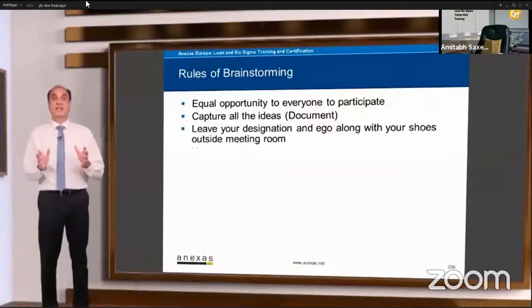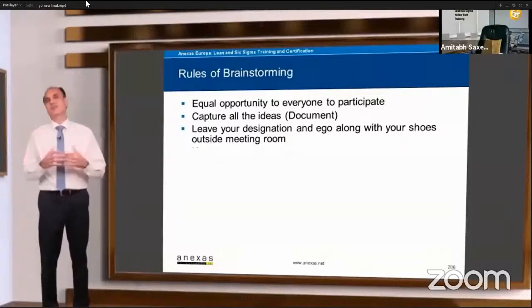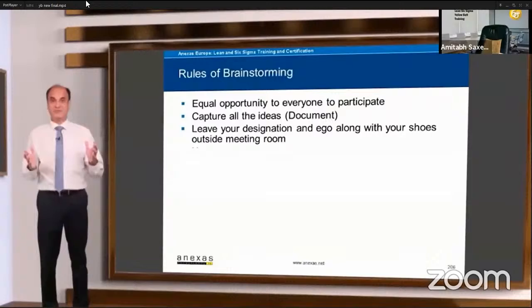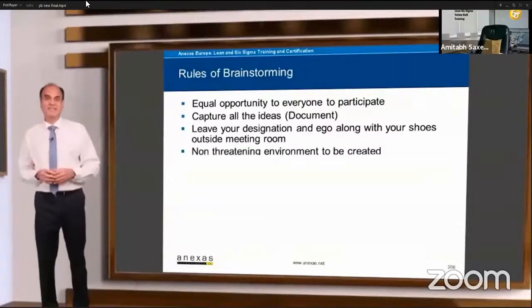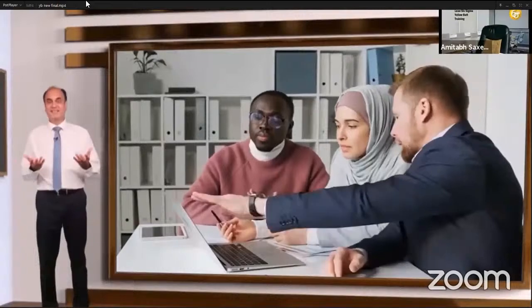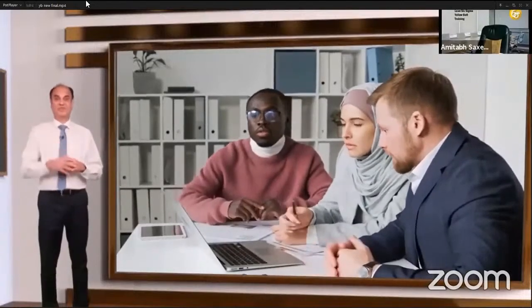Leave your designation and ego along with your shoes outside the meeting room. That means don't think that if you are senior, your idea carries more weightage. So obviously this ground rule should be very clear to everyone, and everyone should be encouraged to give an idea, and everyone's idea should carry equal weightage. There should be a non-threatening environment. When people are giving ideas, they should not be afraid of giving ideas. So you should create an environment where people are encouraged to give the ideas.